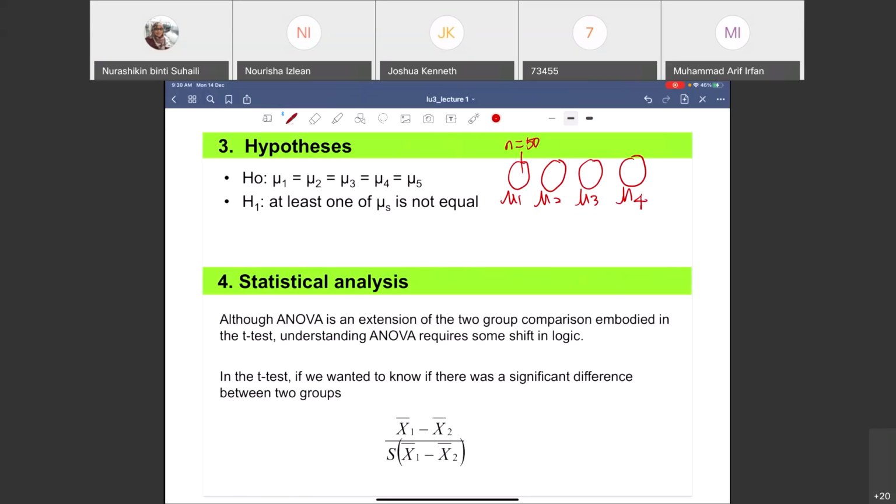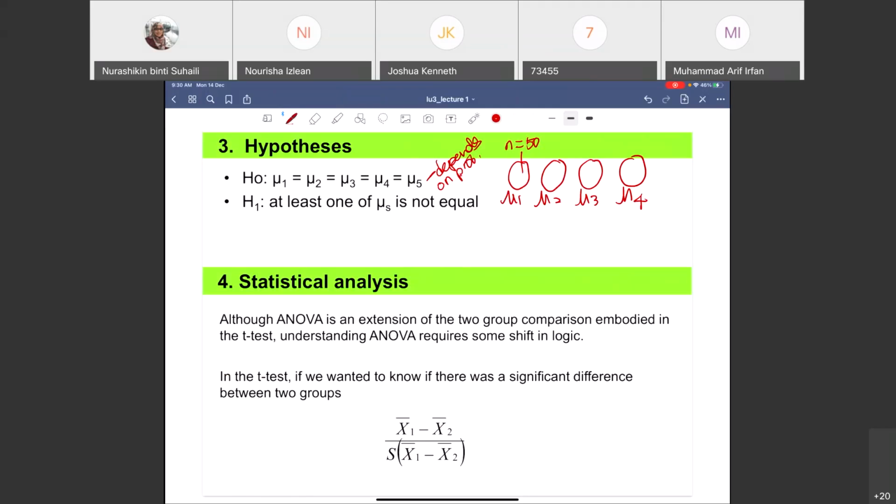So in ANOVA, we want to compare how the mean of sample 1 differs from the means of samples 2 and 3 and so on. It depends on the problem that you analyze. If you are given 3 samples, you analyze 3. If you are given 5 samples, you have to analyze all of the 5 samples. But the minimum is 3.